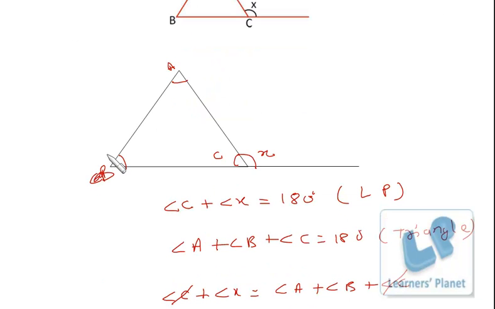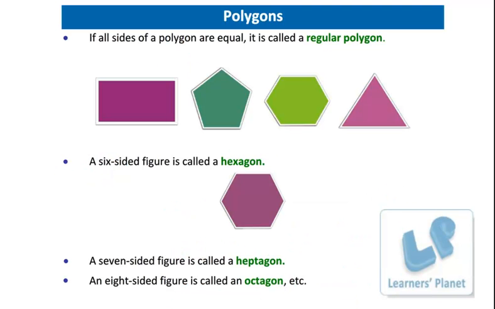If you extend this side, then this angle will be equal to angle A plus angle C. Similarly, if you extend this, this angle will be equal to angle B plus angle C, the interior angles. Be careful about it. So I hope you are getting this concept, and that's a really important theorem. We just talked about triangles and lines. Now we talk about polygons.